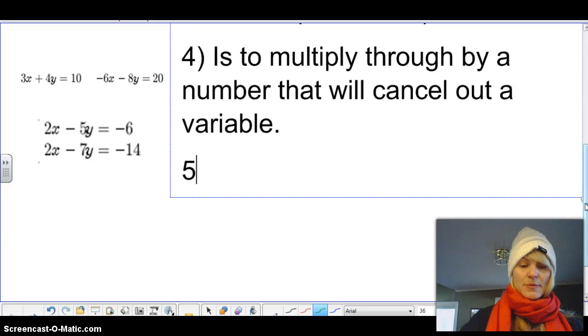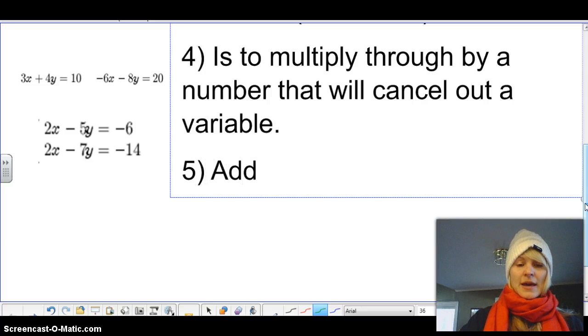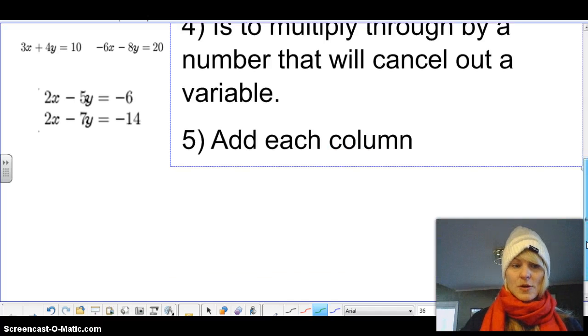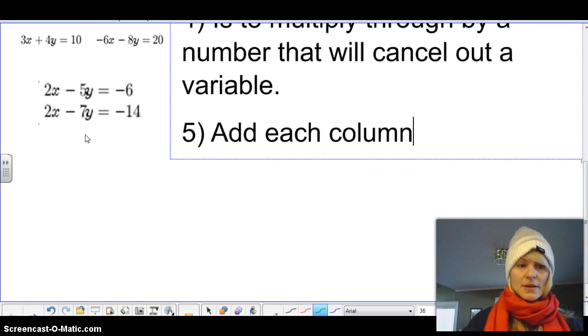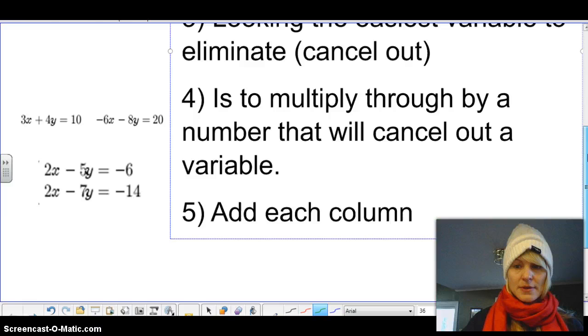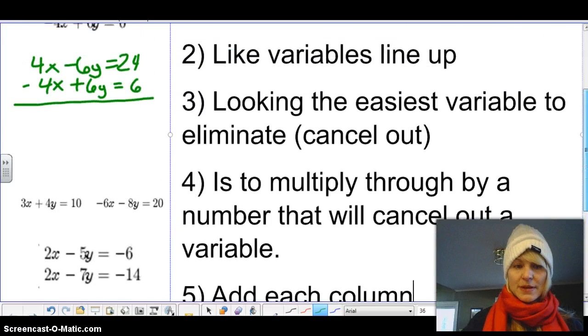And then our last step is going to be add each column. Okay? And by each column, I mean each one of these. So you should have 5 steps written down. If you need to, pause the video and get them written down. Okay? And I'm sorry about my head being in the way.